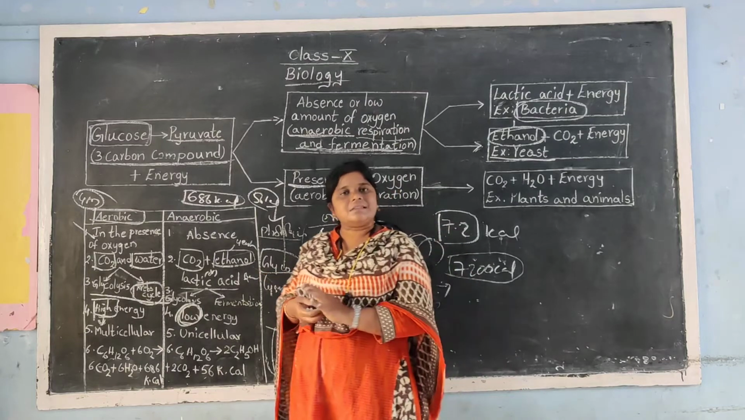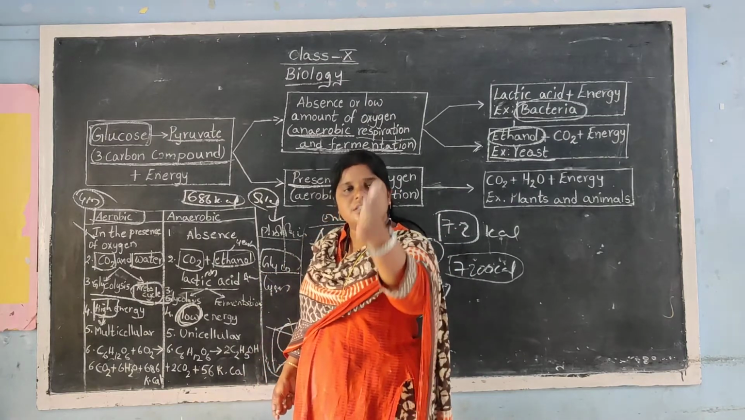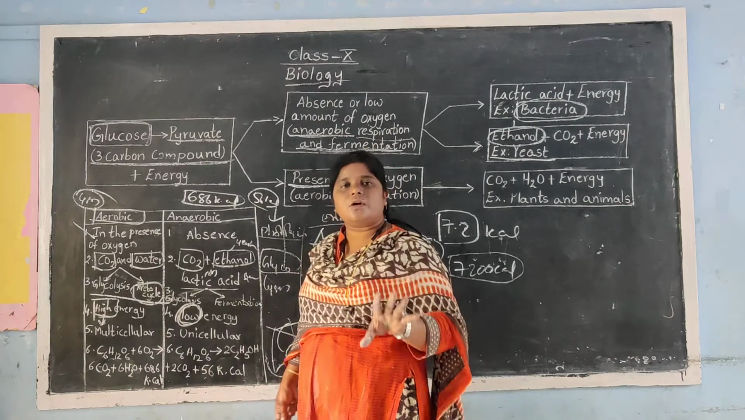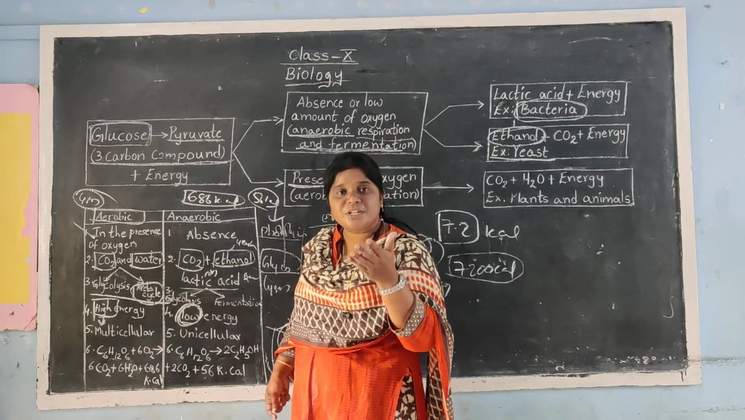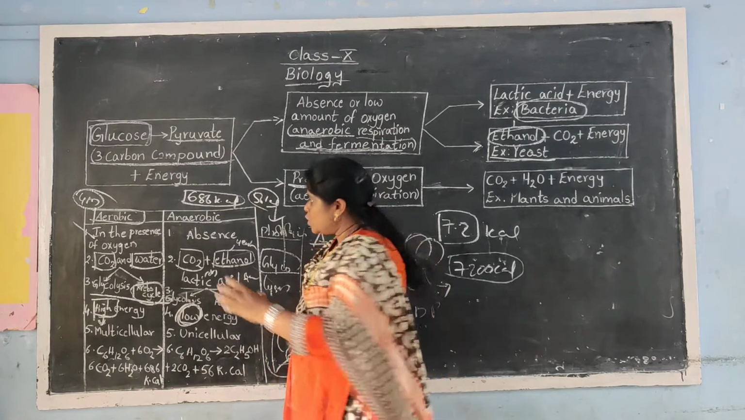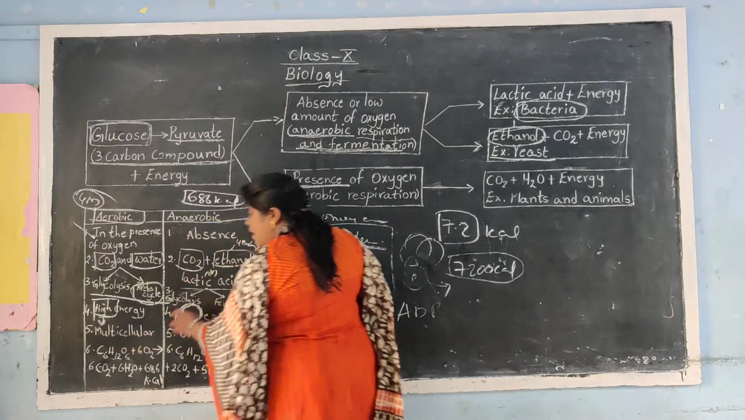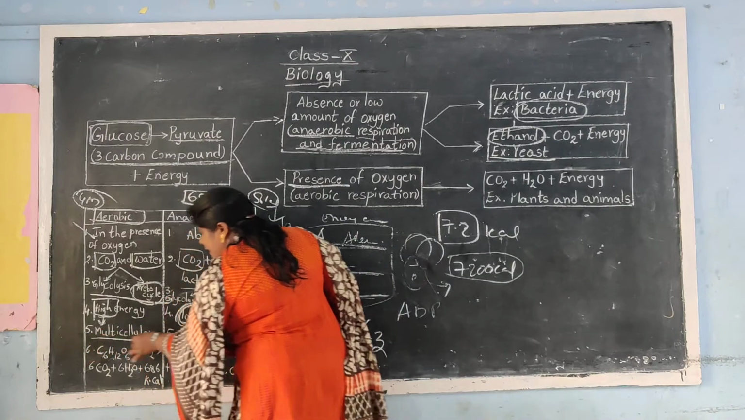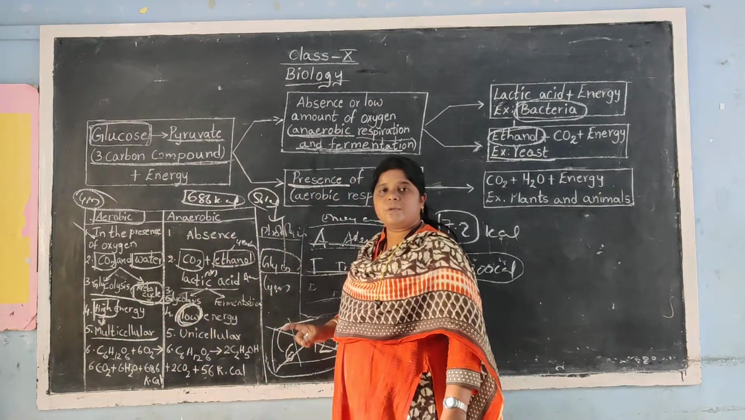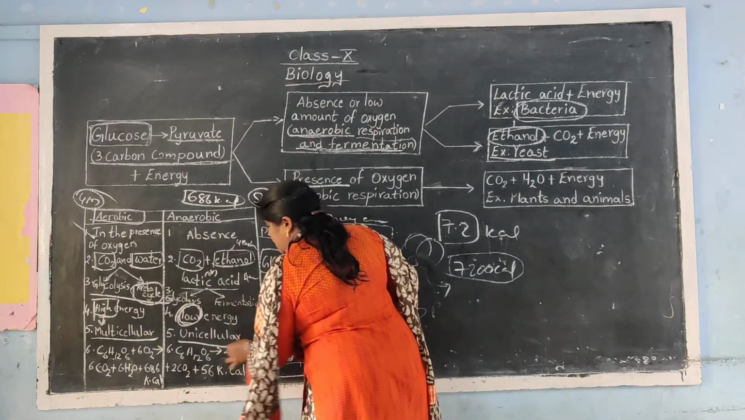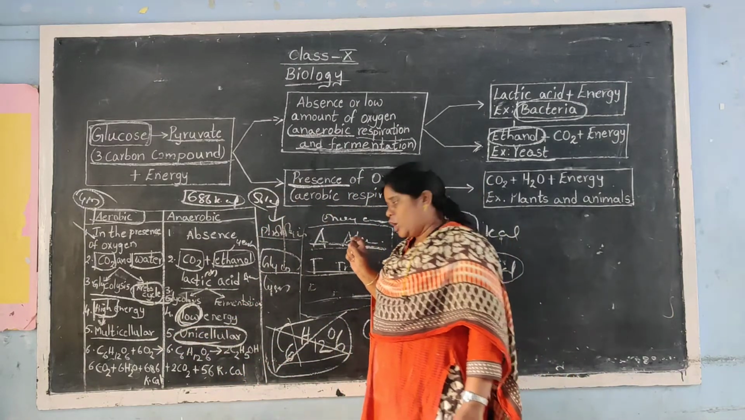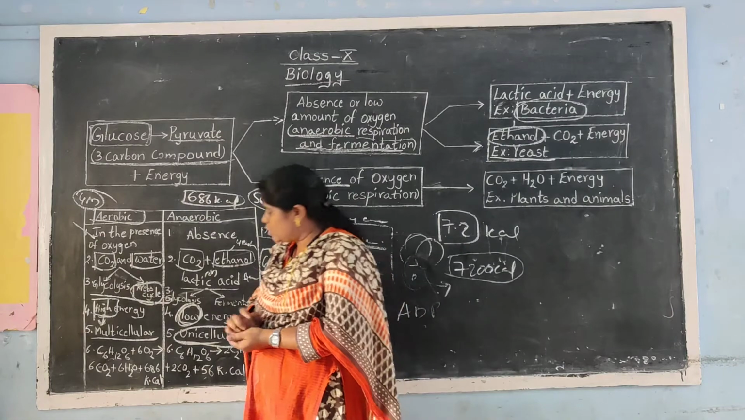And you can take it for granted that multicellular organisms can undergo aerobic respiration and almost all the unicellular organisms can undergo anaerobic respiration. So you can find this kind of respiration in multicellular organisms. When you come to anaerobic respiration, it will be seen in unicellular organisms. And finally the equation goes like this.